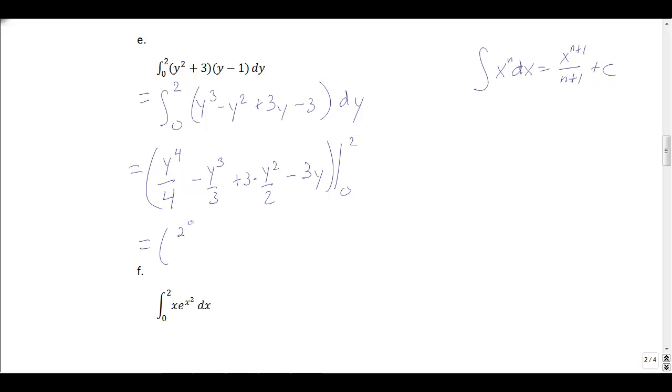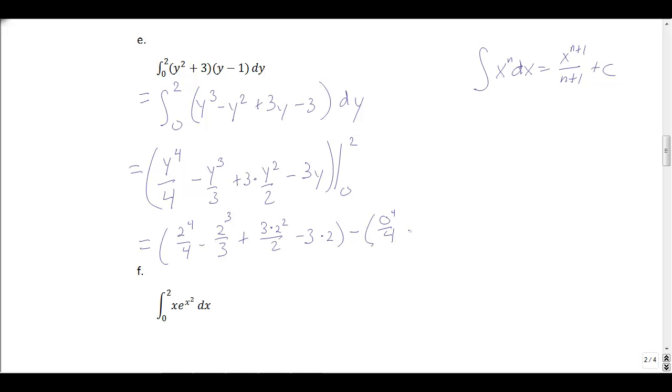So this is all 2 to the 4th over 4 minus 2 cubed over 3 plus 3 times 2 squared over 2 minus 3 times 2. So it's just this thing up here plugging in y equals 2. And then subtract when we plug in y equals 0.